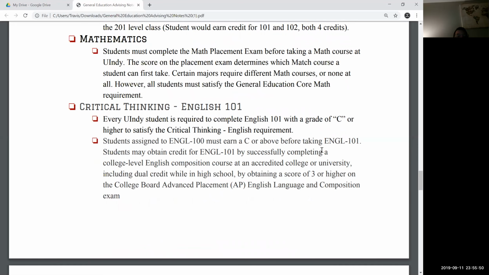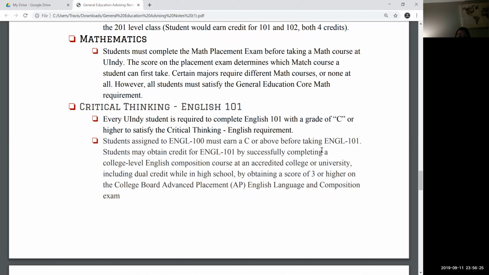Critical thinking, English 101, very simple, but everyone has to take English 101. Some students have elected to take English 100 first, which is fine, but you still have to take English 101. 100 is kind of a refresh from high school, or if you're adjusting to the English language. International students do have to do English 101. Everyone has to do that at UIndy, and you have to earn a C or higher in this requirement, or it does not count, and you have to retake it. So if you get a C minus in English 101, you still have to retake it.